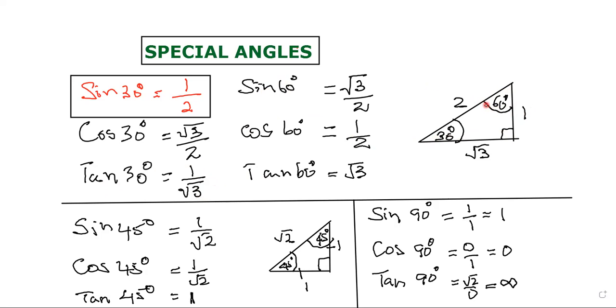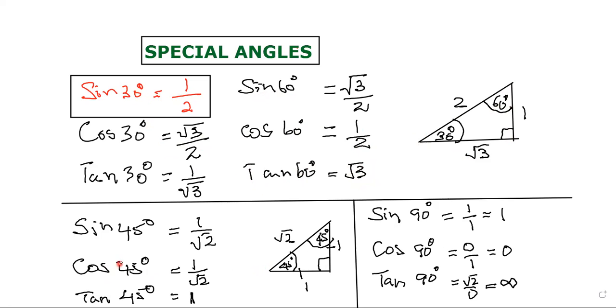Then, according to simple geometry, this is 60 degrees because 90 minus 30 is 60. So sine 60 is therefore opposite root 3 over hypotenuse 2. Cos 60, adjacent 1 over hypotenuse 2. Tan 60, opposite root 3 over adjacent 1, which means root 3. So very easily you can derive these ratios. The only thing you have to memorize is that sine 30 is 1 over 2.